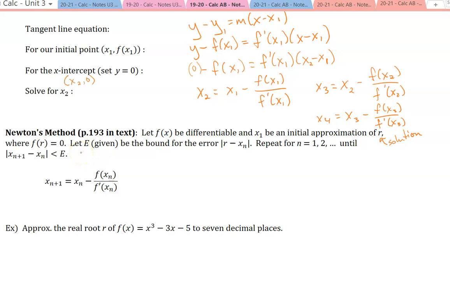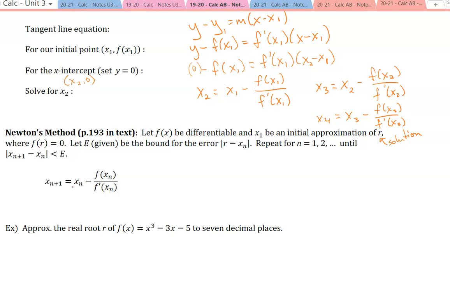So we repeat this process until the difference between the n+1th and the nth x-intercept, or in other words, our current x-intercept and the previous x-intercept, is smaller than that amount of difference, because that means we're close enough, okay? All right, and then here's your general formula for the n+1th x-intercept in terms of the nth, all right?